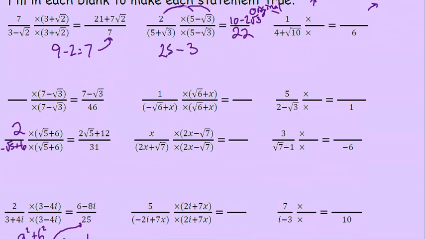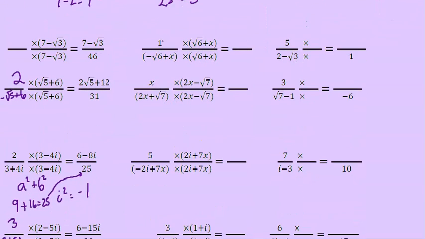Alright, let's look at the next one. Distribute the 1 into each of these to get square root 6 plus x. This is a difference of squares, so we have negative 6 plus x squared. That's just x squared minus 6.